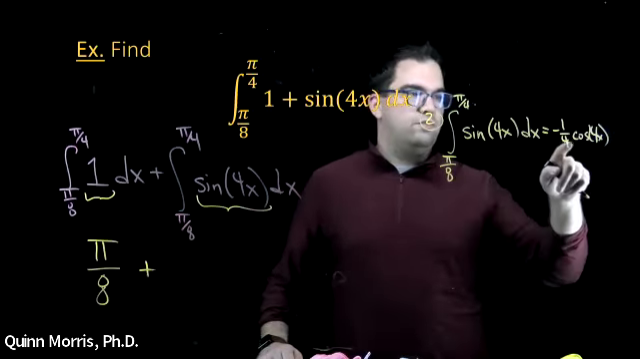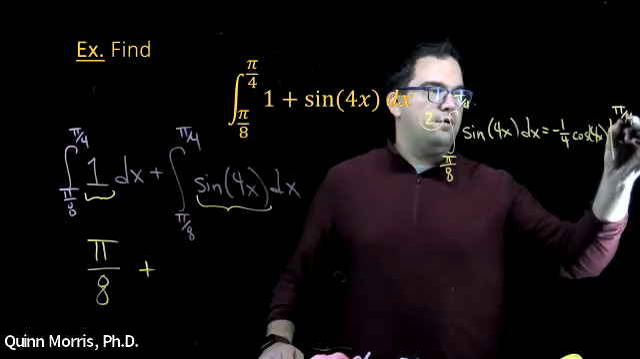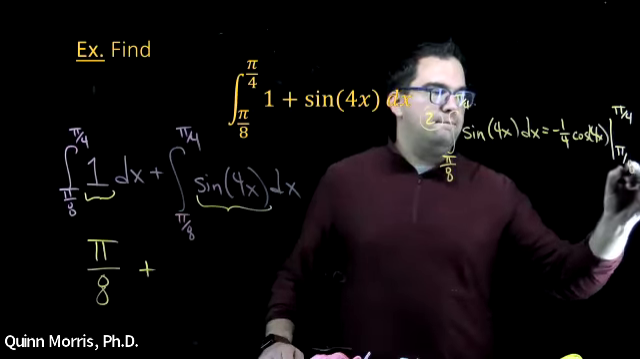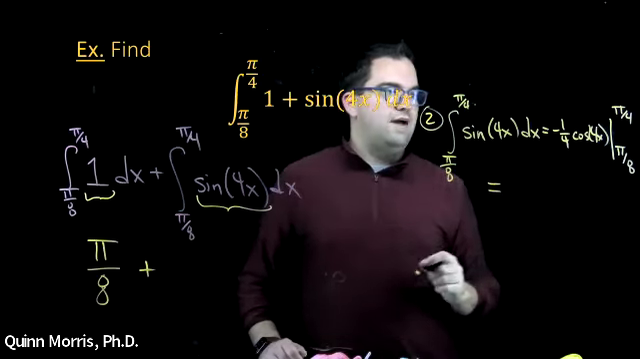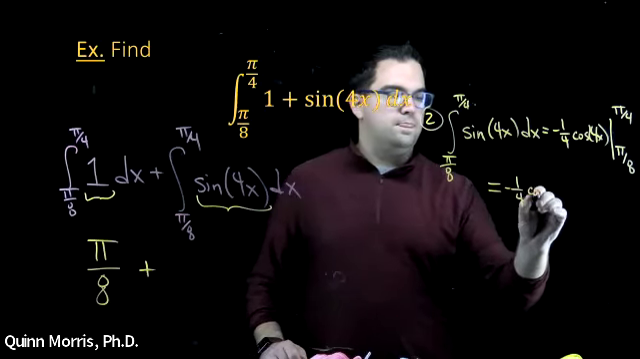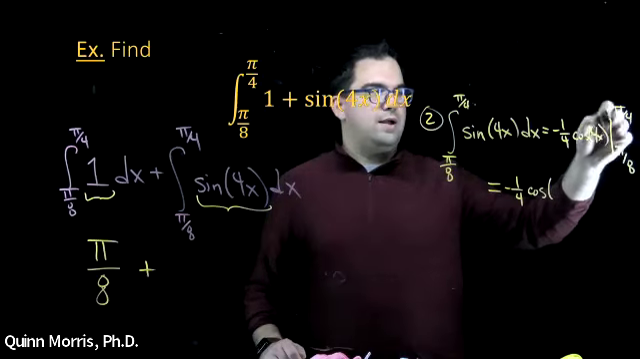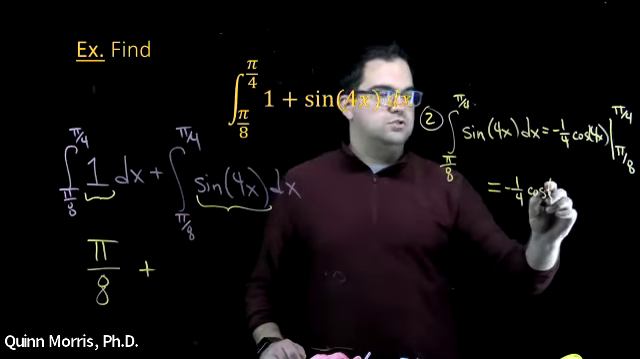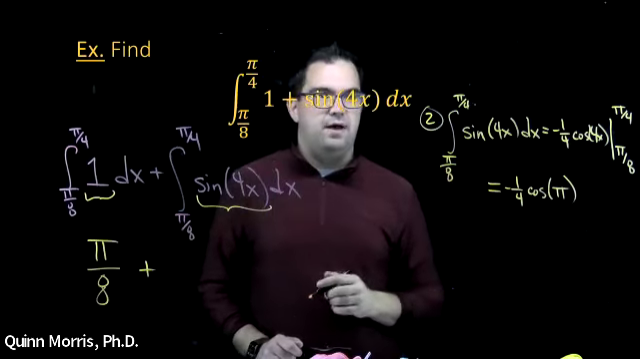That's negative 1/4 cosine of 4x, and I'm going to evaluate that at pi over 4 and pi over 8 and take a difference. Okay. So let's see, if I evaluate this at pi over 4, I'm going to get negative 1/4 cosine of 4x evaluated at pi over 4. The 4's will divide to give 1, and I'll just be left with cosine of pi.